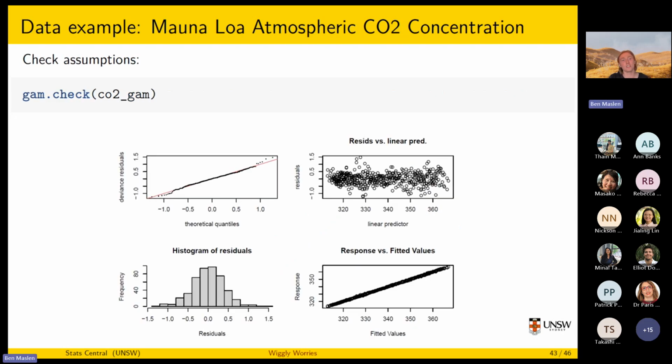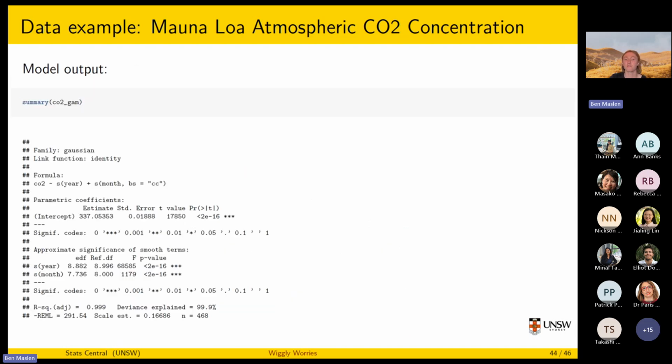Okay, and we can check our assumptions. So the QQ plot looks pretty good here. Our residuals are going along the diagonal line in the first plot. On the plot in the top right-hand corner is our residuals versus fits plot. That also looks pretty good. There's no clear U bend. There's no fan shape. I'm pretty happy with this at the moment.